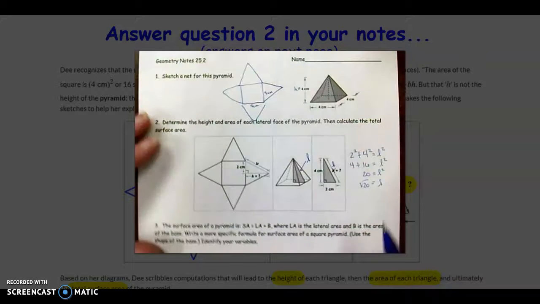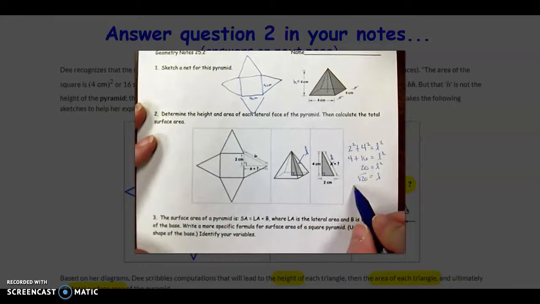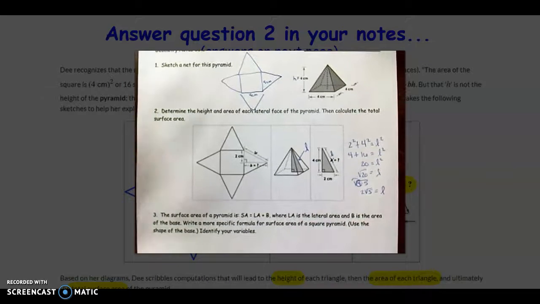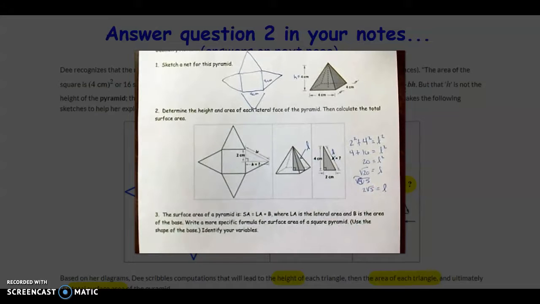We could simplify that, but it's not a perfect square. We know the square root of 20 is the same thing as the square root of 4 times 5. We can take the square root of 4 and bring it out as a 2. So we can simplify it to 2 square roots of 5. But remember, if you're given rounding instructions, don't round here. Round at the very end.